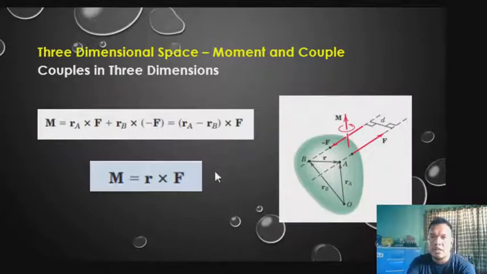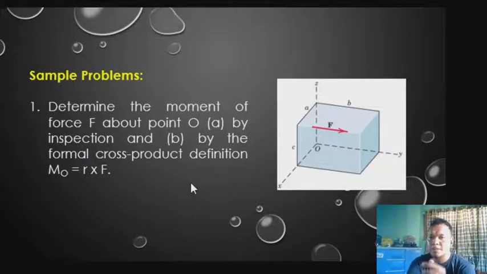Okay. So, another formula ulit. We have here M is equivalent kay RA times F plus RB times negative F. So, kumbaga, lalabas lang din yan, ito lang din po yan. M is equivalent kay R times F. Yung same ng formula lang kanina. Then, para mas maintindihan ninyo yung mga binasa ko kanina, solve na lang po tayo ng problem. Okay?